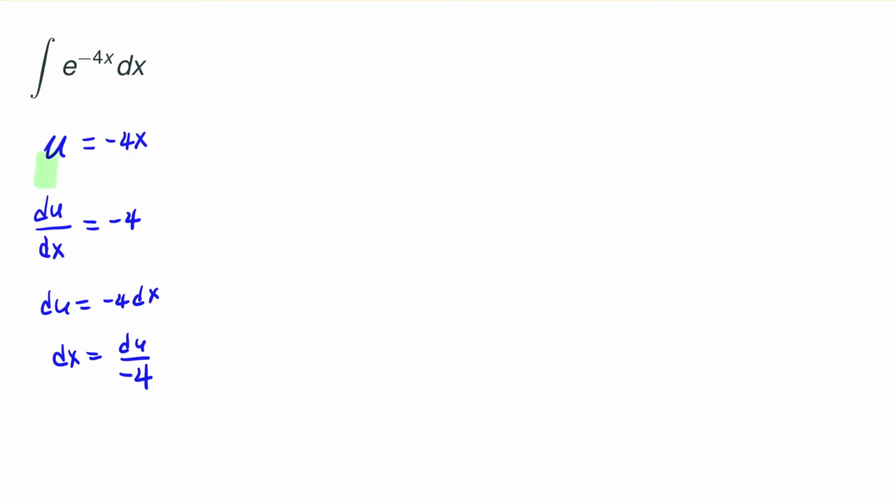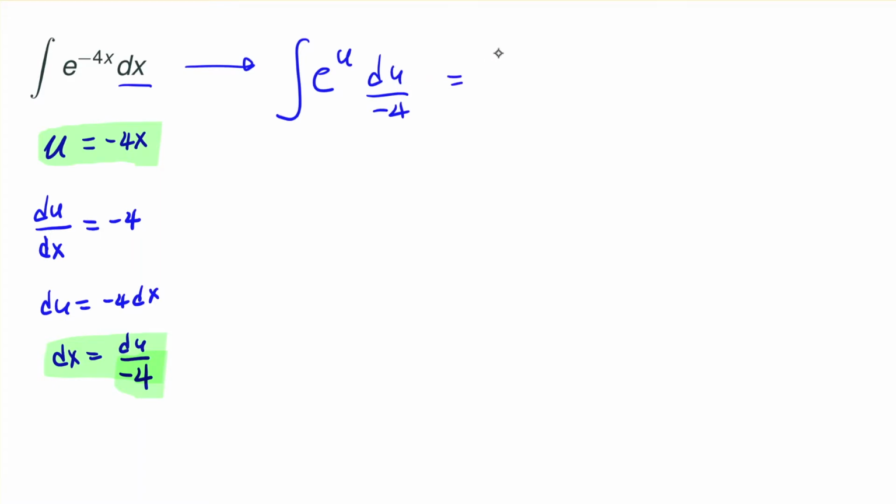So we're going to use this one and this one to substitute. So let's see what we get. We have e to the u, and dx is the same as du over negative 4. And this du over negative 4 is the same as 1 over negative 4. We can take it outside of the integral sign to have negative 1 over 4 times e to the u power du.